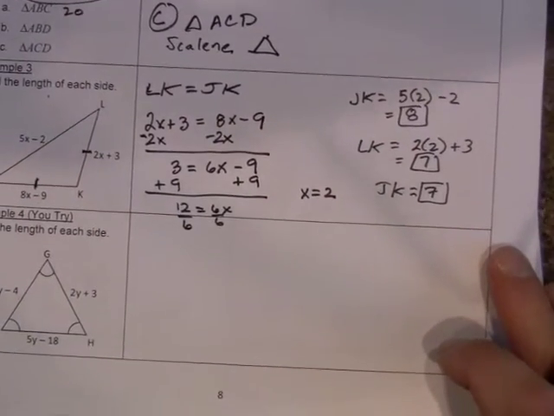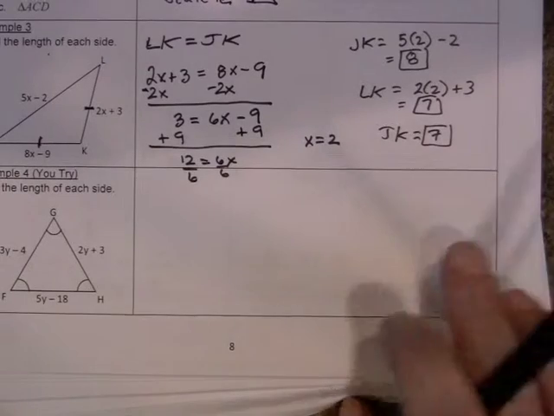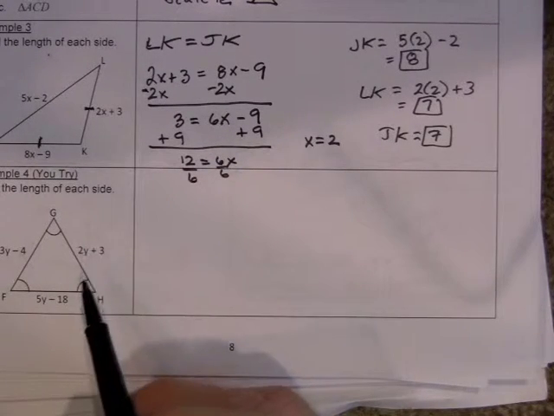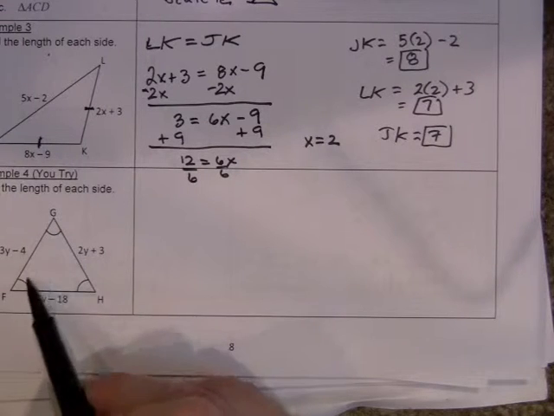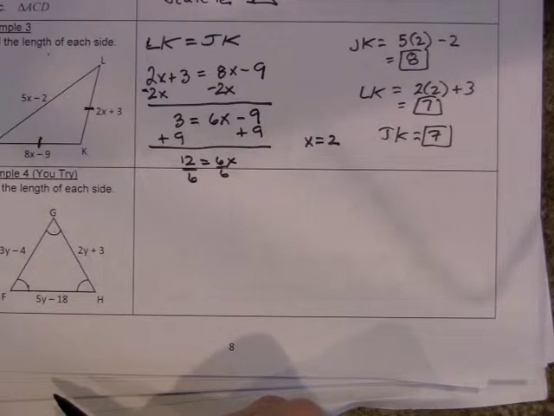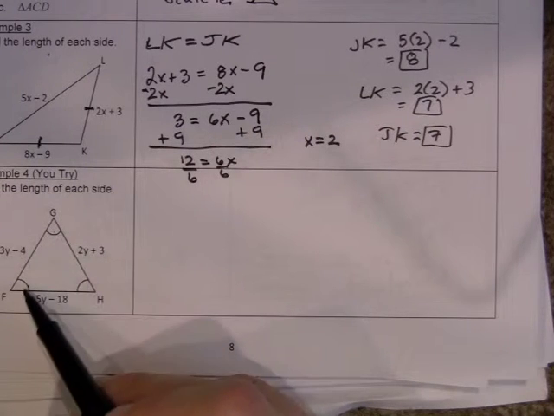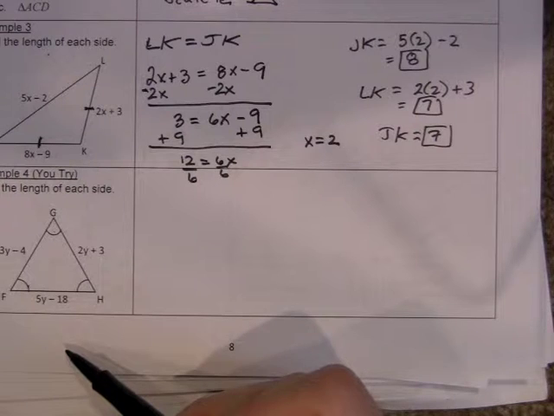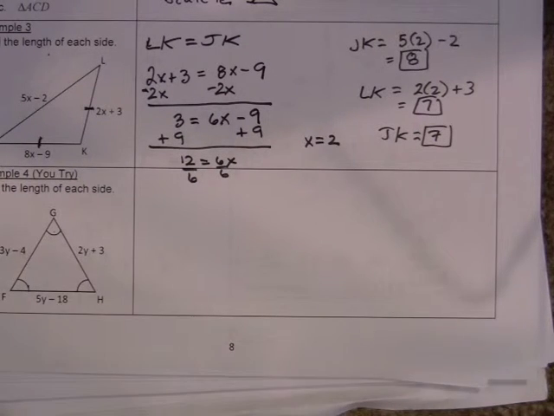Okay, you're going to try example 4, but before you try it, let's go through some things you should be noticing here. This means that angle G, angle F, and angle H are equal. So angle G, F, and H are equal. Now, if they're equal, that should tell you something. Okay, go ahead and try this example.